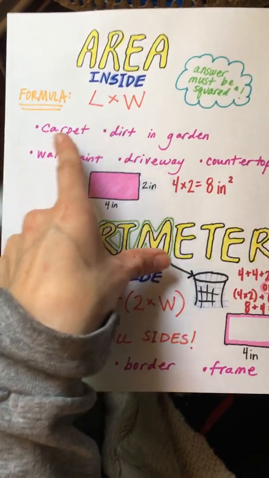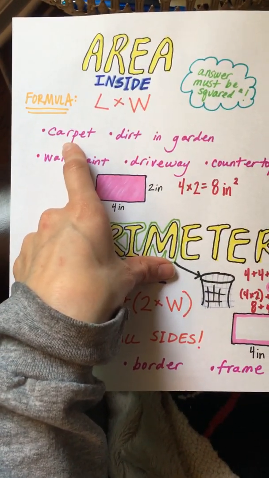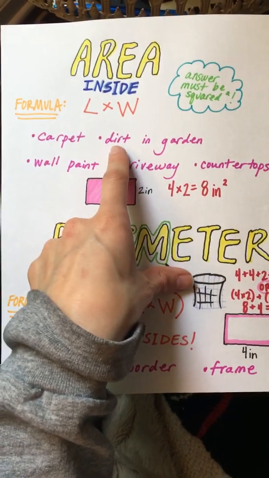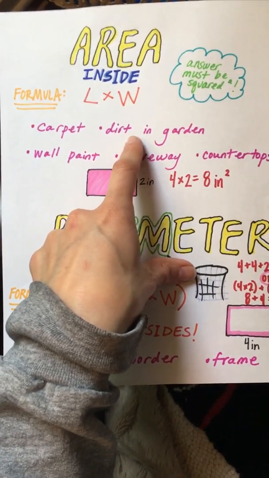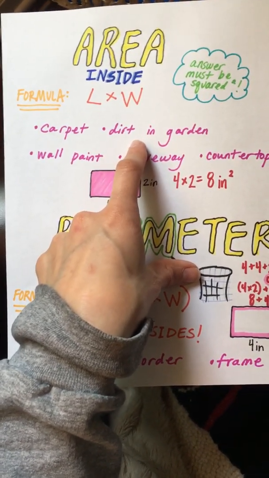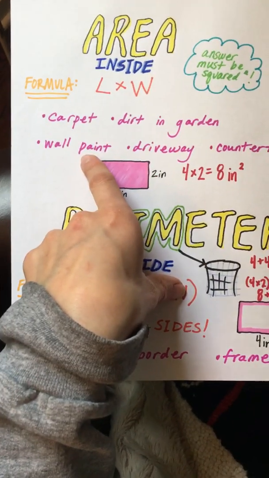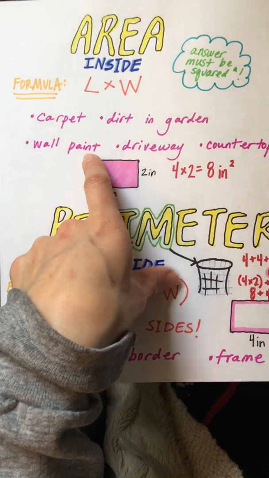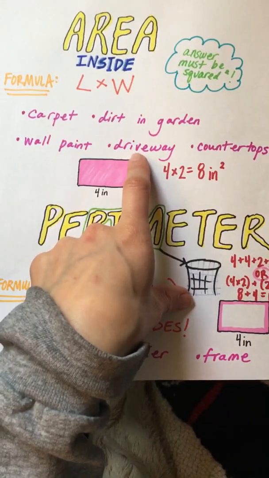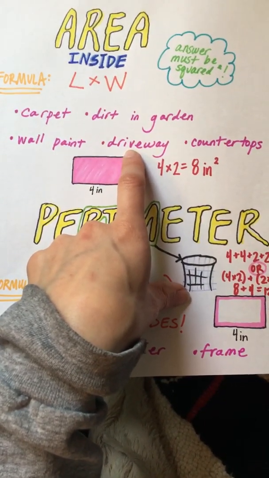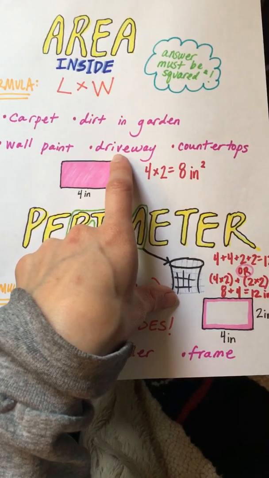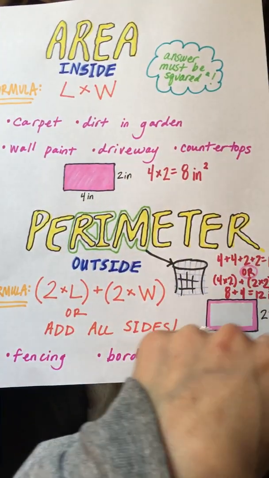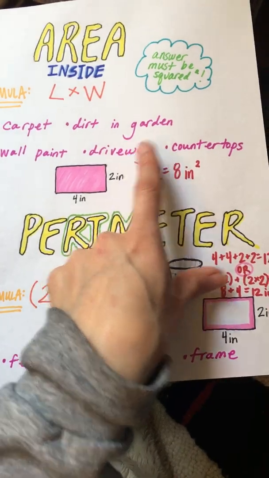So I gave some examples, like if you wanted to know how much carpet is needed, if you wanted to fill a garden box with dirt and you want to know how much dirt you need on the inside of the box, if you're painting a wall and you need to know how much paint you need to cover, that's the inside amount. A driveway, like I was picturing if you needed to re-cement a driveway or put black tar in a driveway, you want to know how much you need inside the driveway.